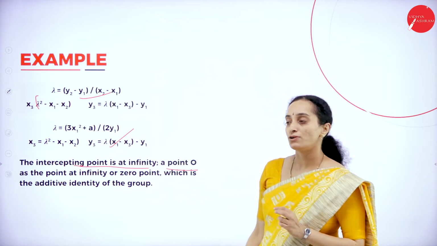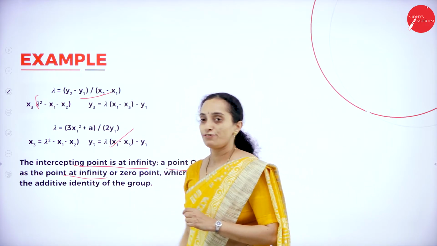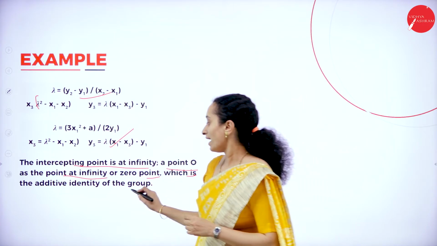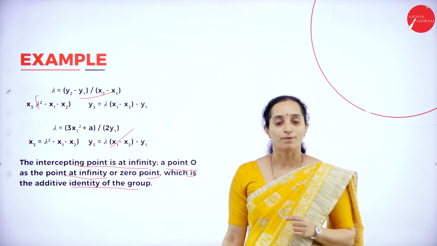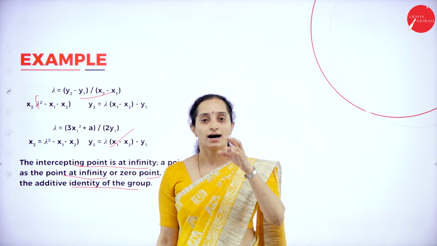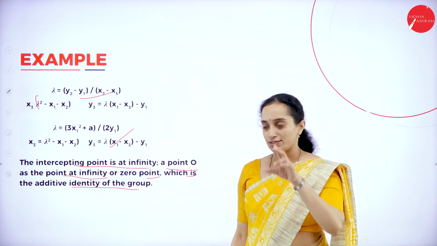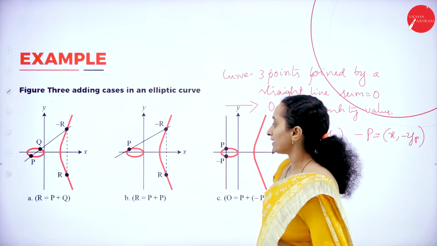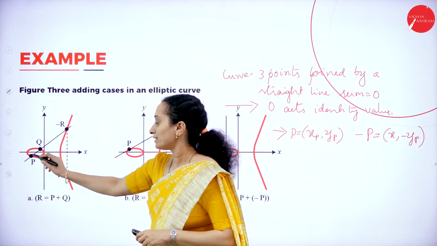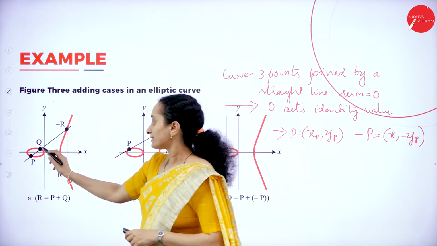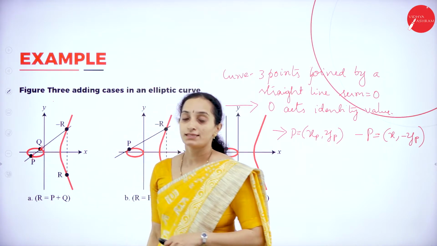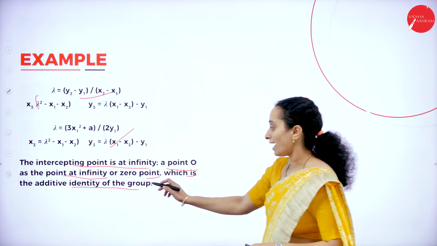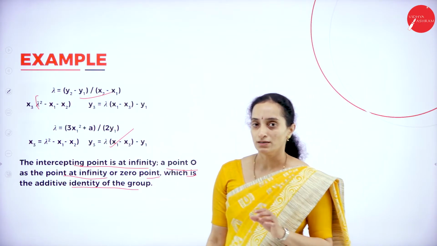A point 0 as the point at infinity, or 0 point, is considered, which is the additive identity of the group. As I said, if 3 points are in a straight line with the intercepting points, as in the diagram, the sum of these 3 will be equal to 0 and is called the identity of the group.